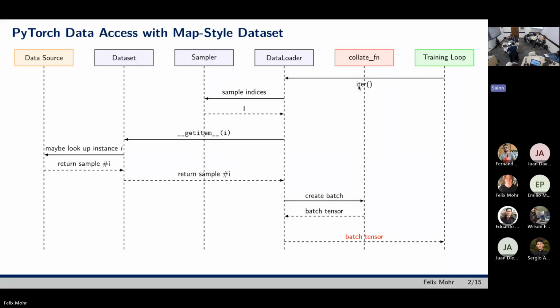Okay, so this is like this. Actually, it would be maybe better to replace this. So here we don't call iter, but actually we call next, because we get a next batch from the data loader.